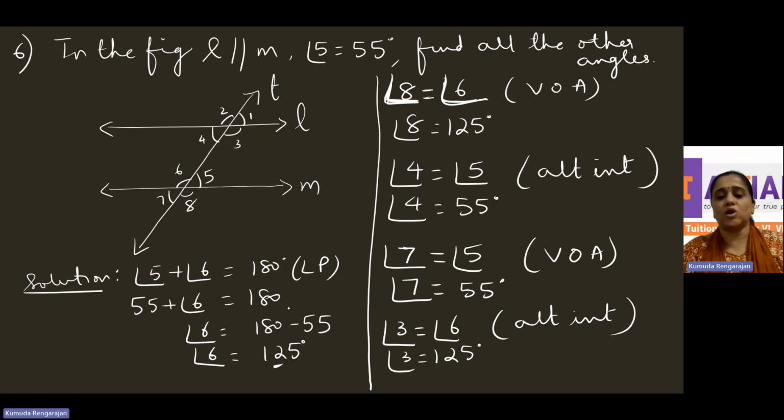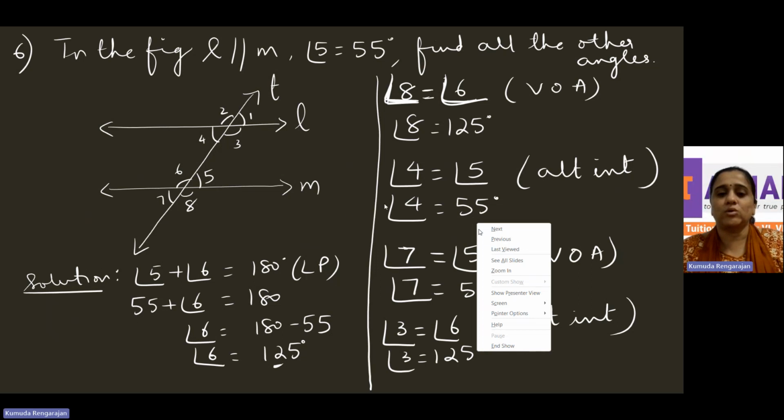5 plus 6 is 180, or you can write 5 plus 8 is 180. It should be on the same straight line. Then angle 4. 4 is equal to 5. Alternate angles are equal. So 4 is equal to, what is 5? 55. Write that below.